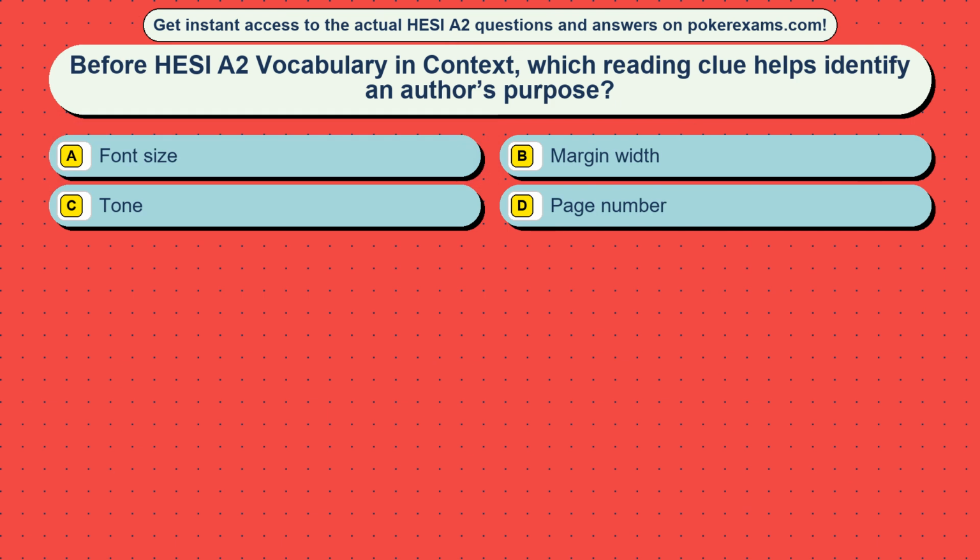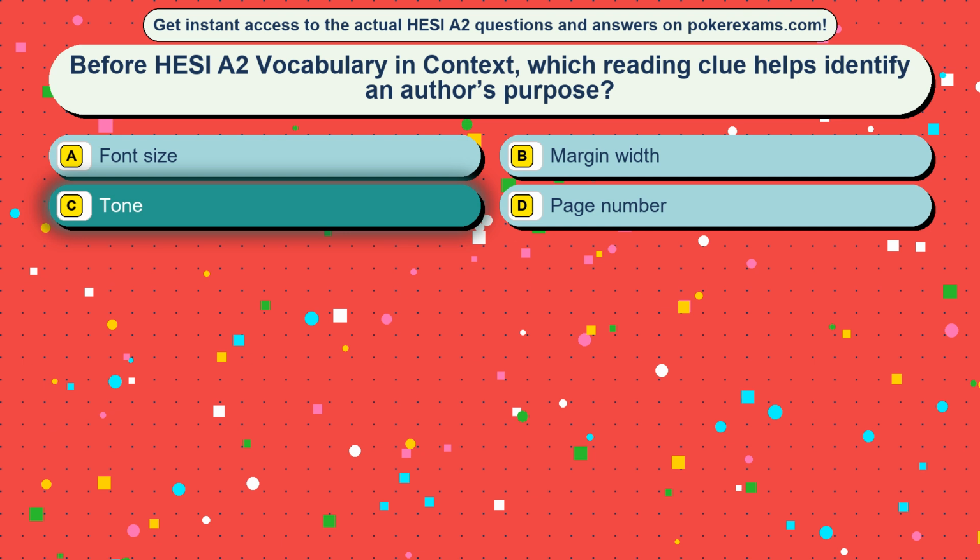Question 15. Before HESI A2 vocabulary in context, which reading clue helps identify an author's purpose? Option A, font size. Option B, margin width. Option C, tone. Option D, page number. The correct answer is option C, tone.